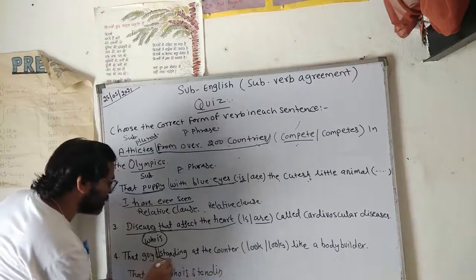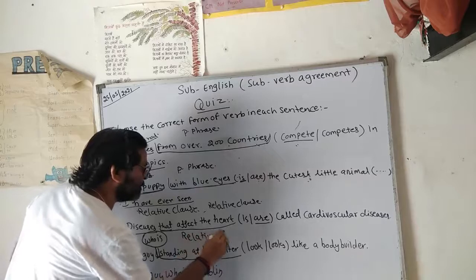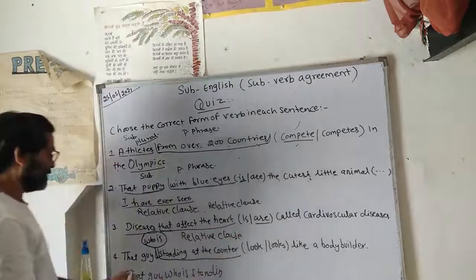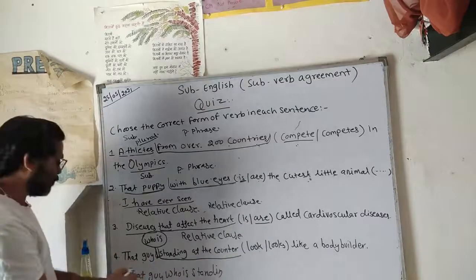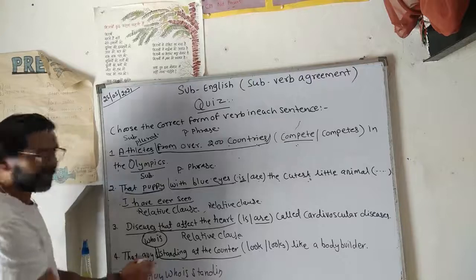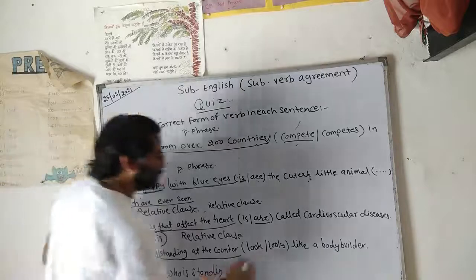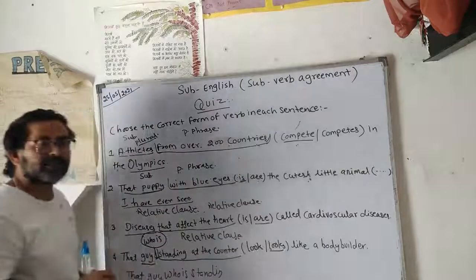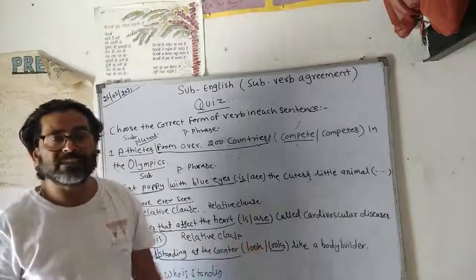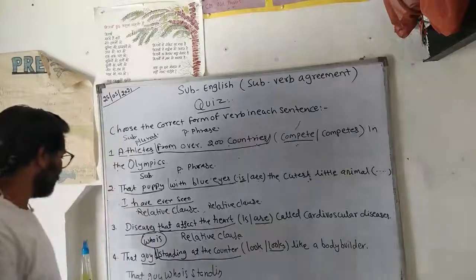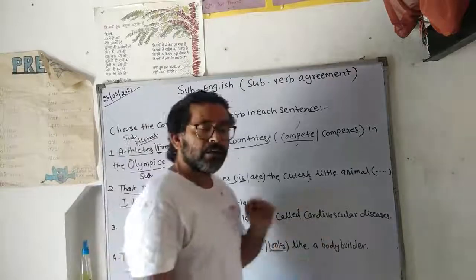So this part of the sentence is a relative clause, and the relative clause is coming between the subject and the verb. So what is the subject? Guy is the subject, and it's a singular noun. So what will we choose? We will choose looks, because with a singular subject in present tense we always add s or es to the main verb. So the sentence would be: that guy standing at the counter looks like a bodybuilder.